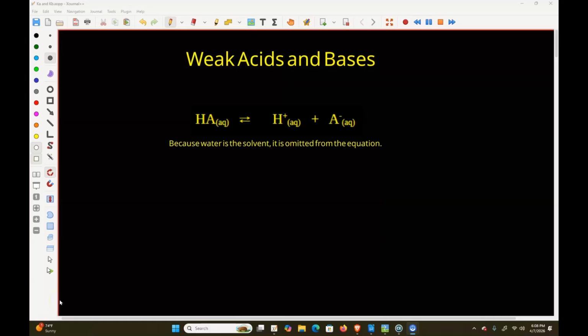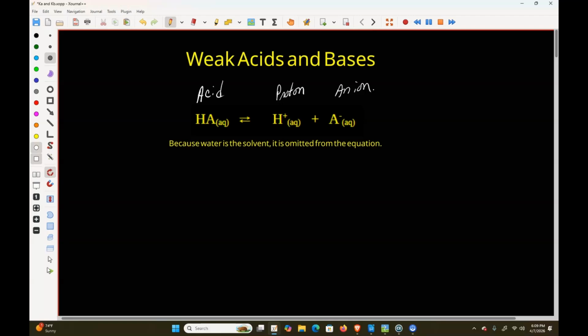A common way to show acid dissociation is representing the acid as HA. The H plus will represent the proton, and the A negative will be the anion, or the portion that's left over. And since water is a solvent, we're going to omit that entirely from this.